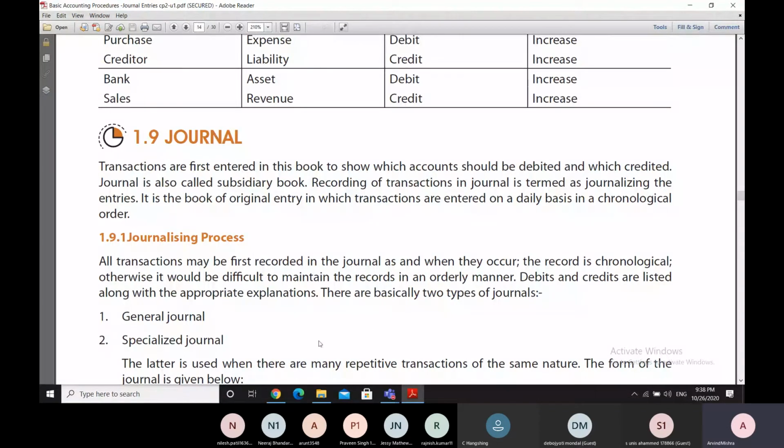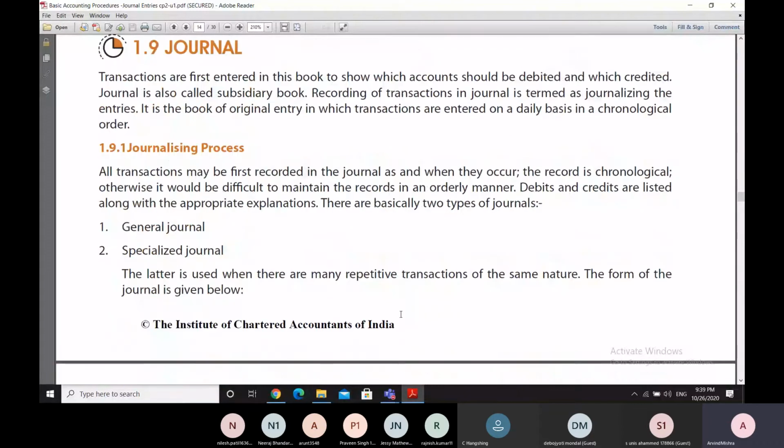Debits and credits are listed along with the appropriate explanations. Which account is to be involved, whether it is to be debited or credited. Then explanations are also mentioned as to why some account is being debited or some account is being credited. Now, two types of journals are maintained. One is a general journal and the other is the specialized journal.